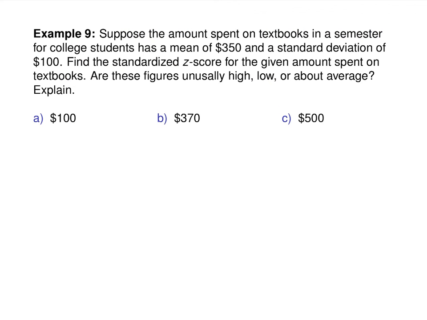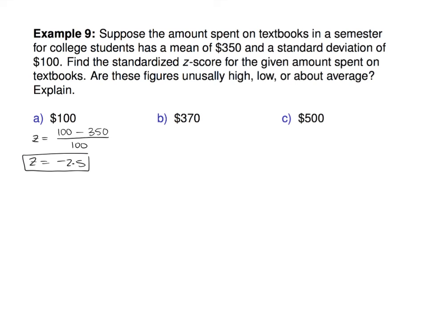So suppose the amount spent on textbooks in a semester for college students has a mean of 350 and a standard deviation of 100. Find the standardized z-scores for the given amount spent on textbooks. Are these figures unusually high, low, or about average? Explain. So the z-score is the observed value, which in this case is 100, minus the mean, which is 350, divided by the standard deviation, which is also 100. That comes out to be -2.5.